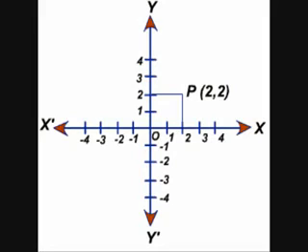In this example, we have the point 2, 2. To plot this, we move 2 units along the x-axis and then move up the y-axis 2 units, finally drawing a point, well, the point 2, 2 on the coordinate plane.